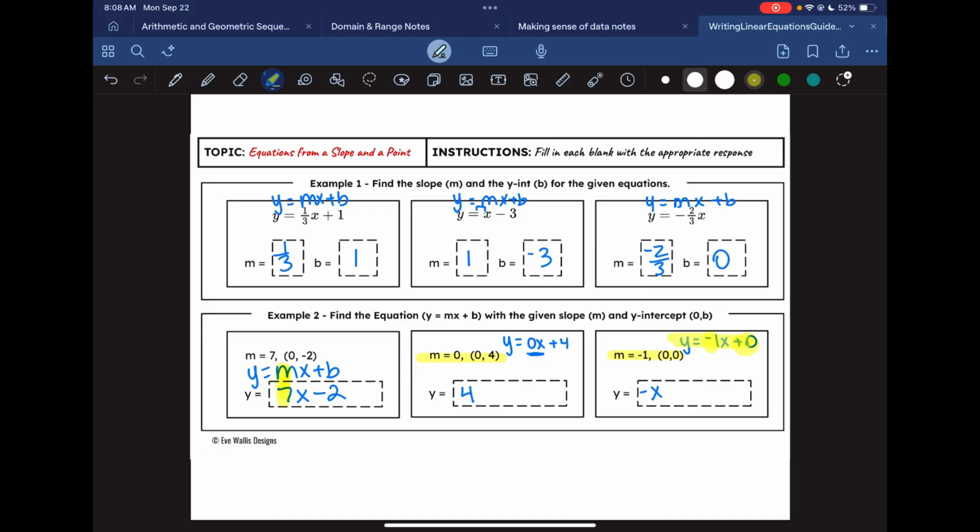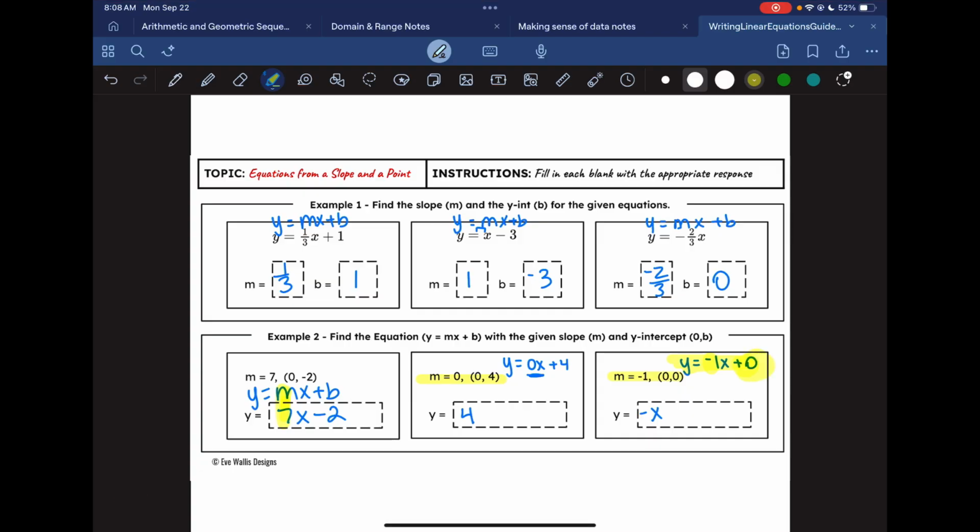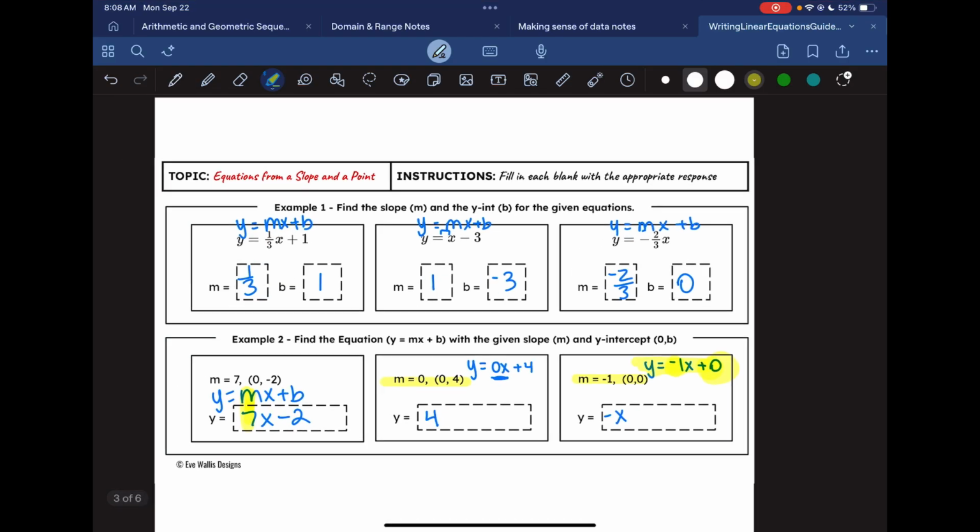If you write it as y equals negative x plus 0, it's not incorrect. It's just in the incorrect form. We just don't write it like that. You don't write the 0, and you don't write the 1.